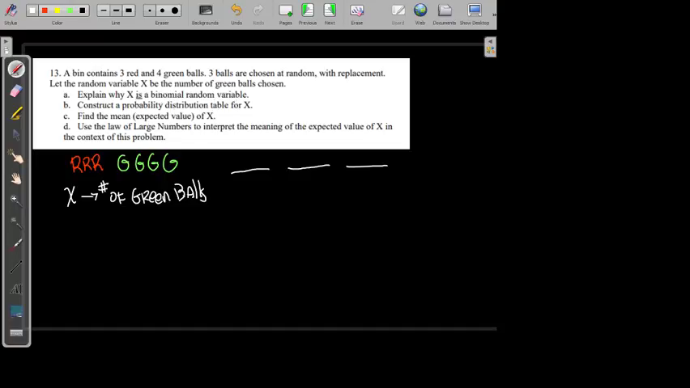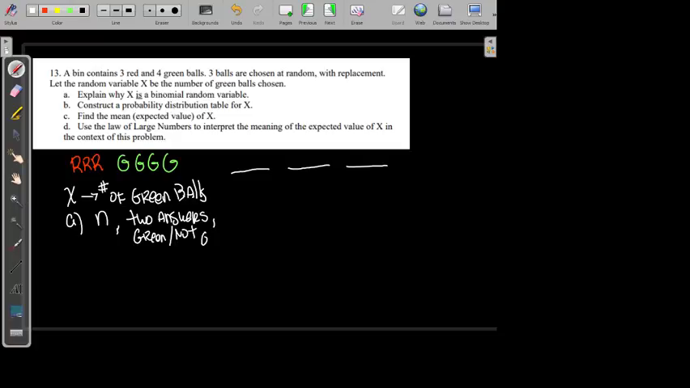I think we have explained that, and the reason was we have n. That means that you're going to do this 3 times. It's fixed. It's not going to change. You're going to do it 3 times. What's the other thing? You have to have 2 answers. What are the 2 possible answers that we can have? Green or no green, right? So is green or not green?